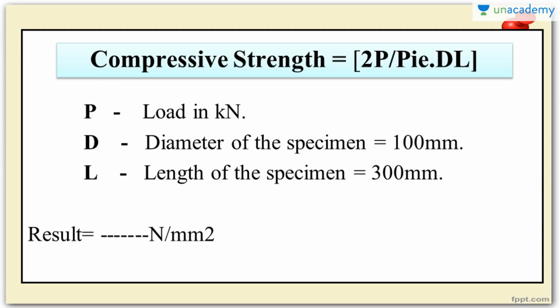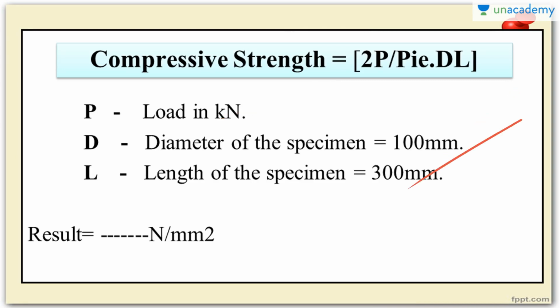Now let's move on to the formula. It's a very simple formula. The compressive strength is equal to 2P divided by pi DL. P is the load that we get, the load at which the specimen fails. D is the diameter of the specimen, and L is the length of the specimen.